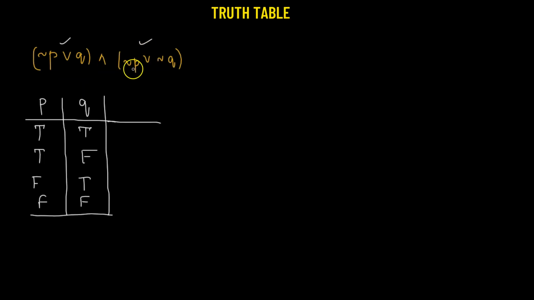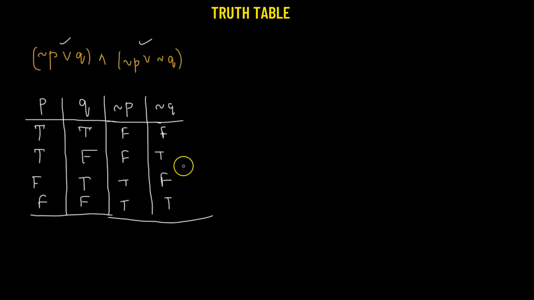Let's start with negating P first. That means flipping the truth values of P. So that will be false, false, true, true. Then we have flipping the truth values of Q, which will give us the negation of Q. That will be false, true, false, true. Now that we have the negation of P and Q, we work with the second set, which is not P or not Q.